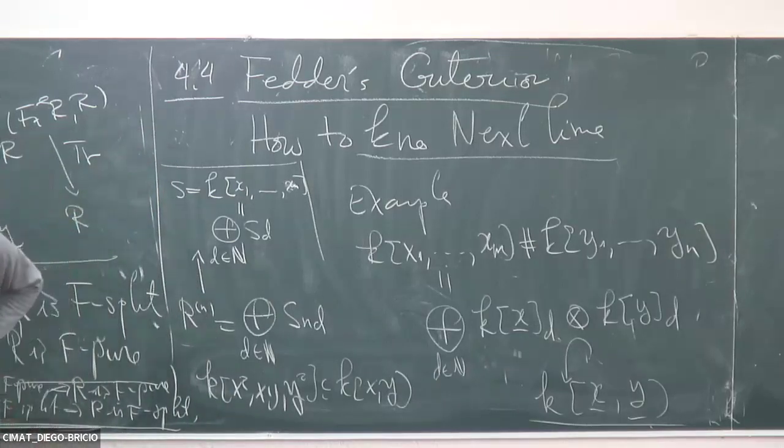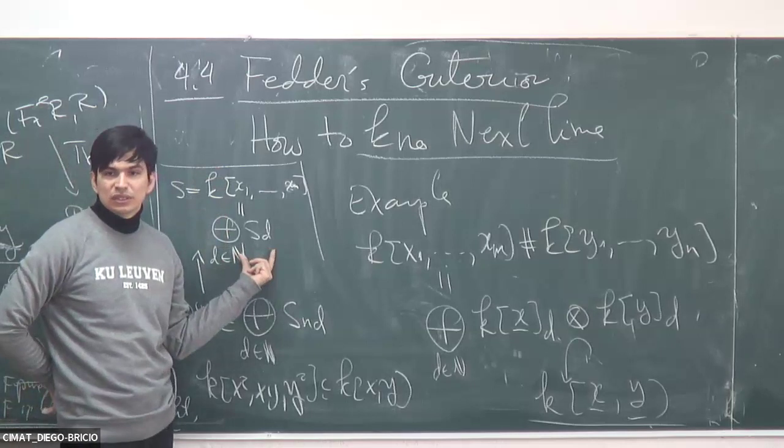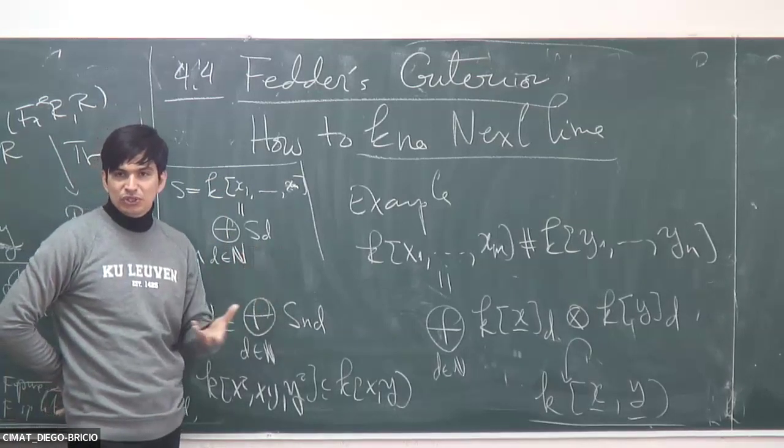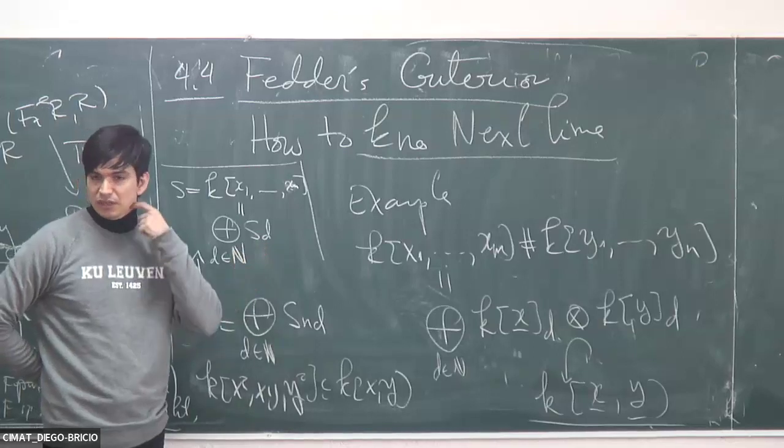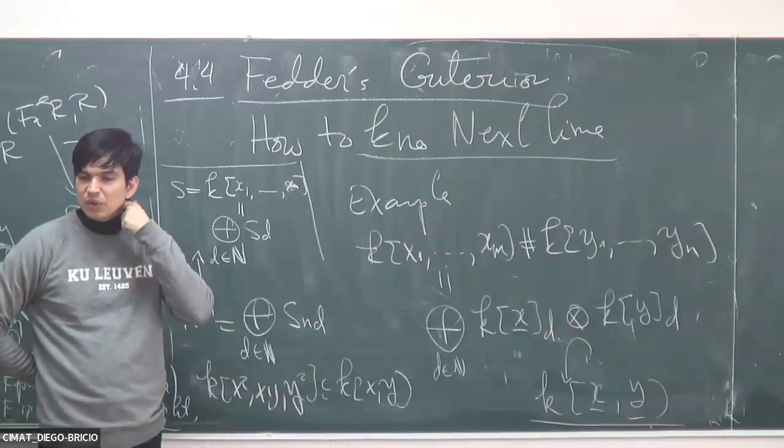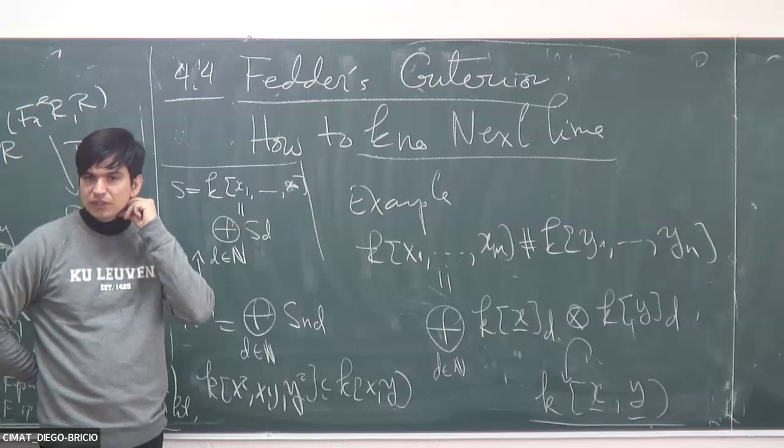Are homogeneous polynomials pure? Well, they don't form a ring. You can take a polynomial ring and decompose it as a direct sum of homogeneous polynomials, but each summand is not a ring on its own. So they cannot have the property of being pure or split.